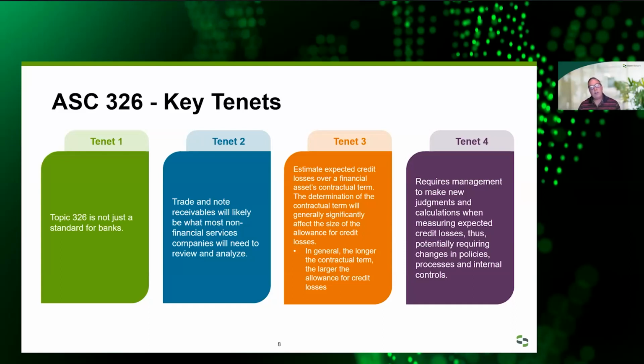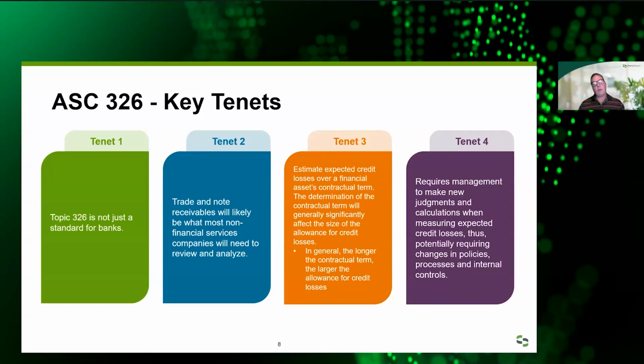Tenet 4 is really, this requires management to make new judgments. There are new policies and there are new processes that have to be in place. So, we tell our clients there's really 4 key areas here. You have to update your accounting policy for the adoption of 326. We believe that a scoping memo is also necessary to show the auditors what's in scope for your company, for your entity. You've done a balance sheet analysis to say, okay, these 5 areas are in scope for us.